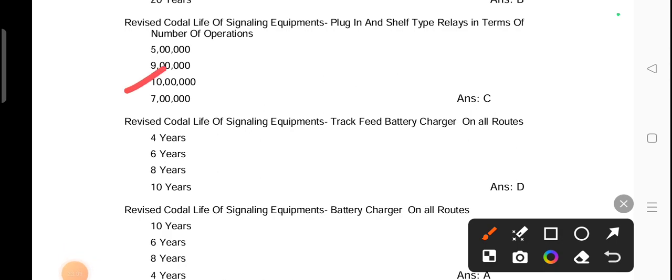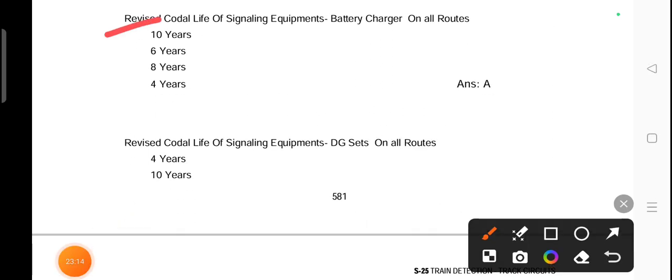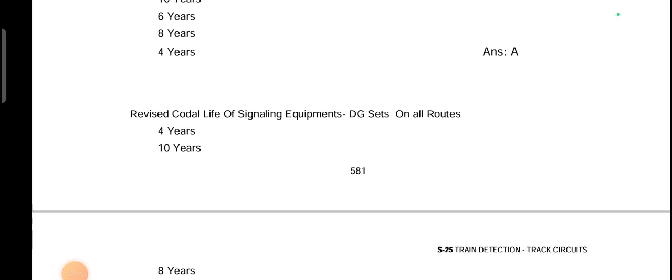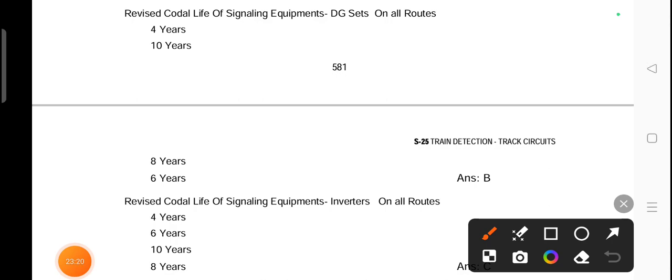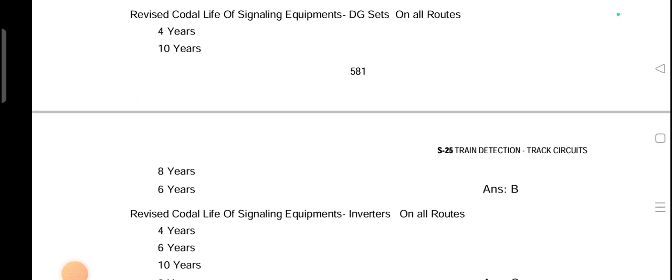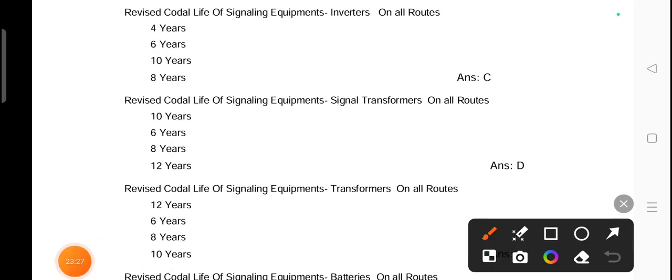Revised total life of signaling equipment track fit battery charger on all routes, 10 years. Revised total life of signaling equipment battery charger on all routes, 10 years. Revised total life of signaling equipment DG set on all routes, 10 years. Revised total life of signaling equipment inverters on all routes, 10 years. Revised total life of signaling equipment signal transformers on all routes, 12 years.